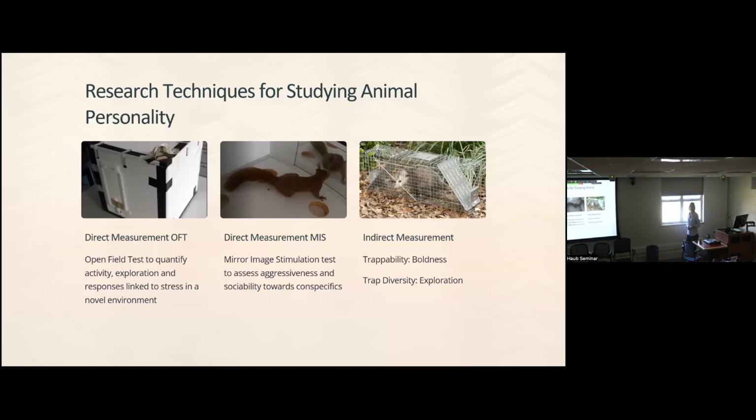And personality is something that is measurable. So how do we measure personality in animals, especially in wild animals? There are mostly two ways of measuring it: either using a direct measurement, so exposing the animal to an experiment, or indirect measurements. Some examples are trappability or track diversity. Trappability means how many times the same individual gets captured in your traps. That is a proxy for boldness, because it means that individual is prone to risky situations. And then track diversity is how many different traps have captured this individual, and that is a proxy for the exploration level of an individual.